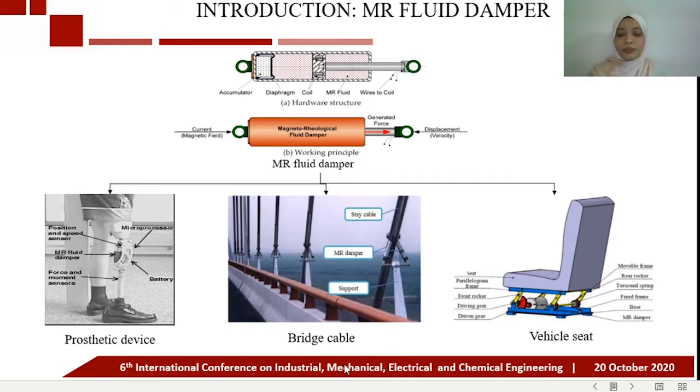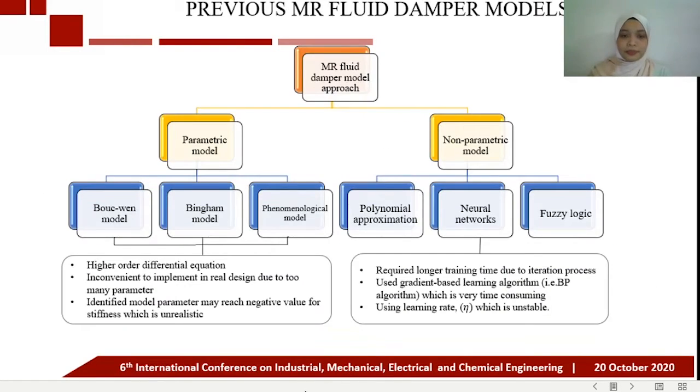Then we move to the next slide. So, many models have been developed to replicate the hysteresis loop of this smart material. Here, I have made a hierarchy of the existing hysteresis models of MR damper. Generally, MR damper models can be categorized into two parts, which are parametric and non-parametric approaches.